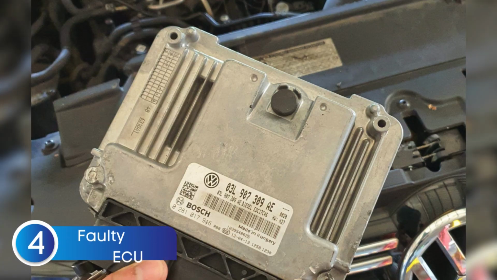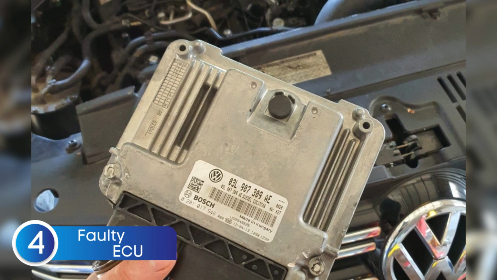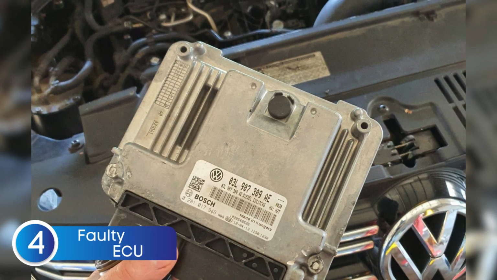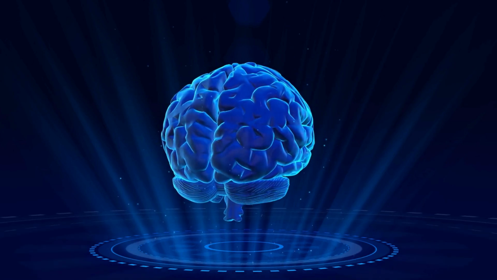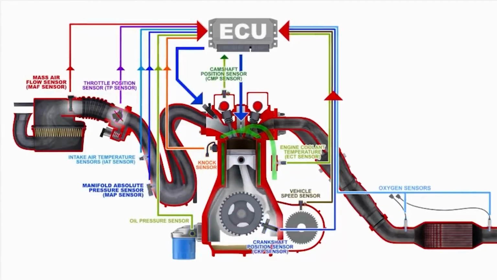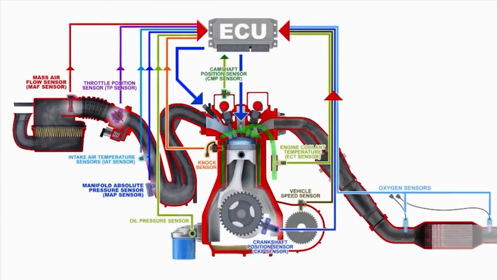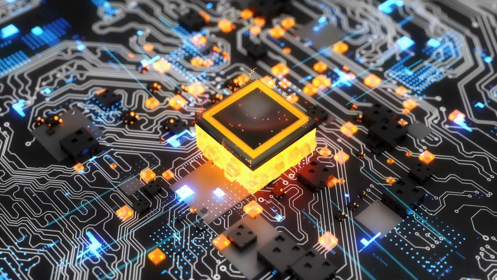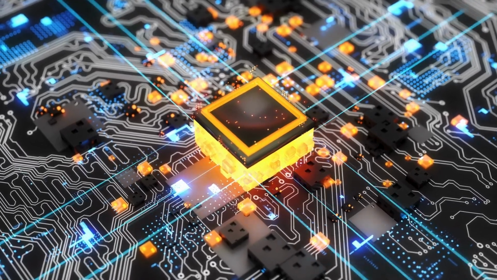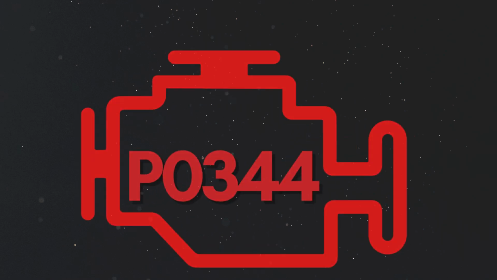The fourth cause is ECU failure or software issues. The ECU, basically the brain of your engine, relies on data from multiple sensors, including the camshaft position sensor, to manage engine timing and fuel injection. While it's rare, the ECU itself can sometimes develop internal faults or software glitches. When that happens, it might misread or misinterpret the signals coming from the camshaft sensor, triggering the P0344 code even if the sensor and wiring are just fine.